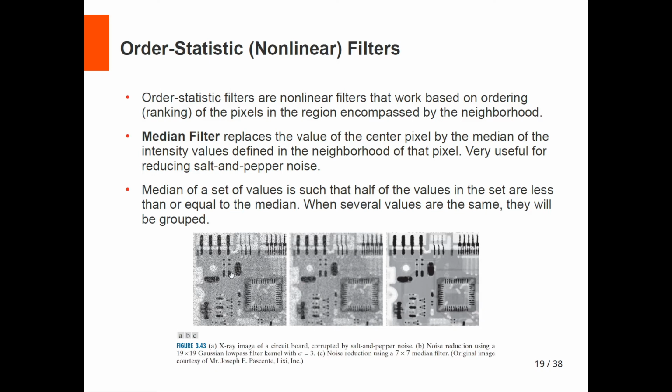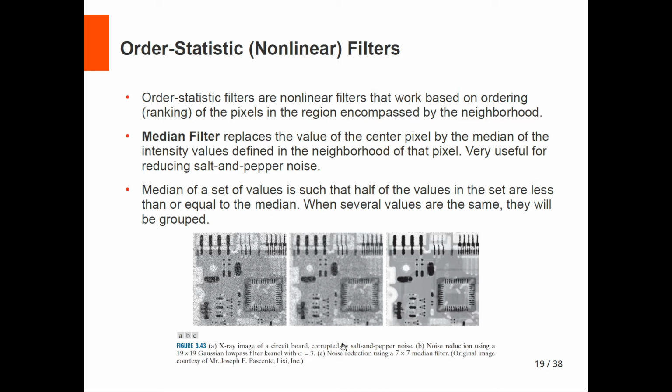Here we have an X-ray image of a circuit board that is highly corrupted by salt and pepper noise. And salt and pepper noise is generally different from Gaussian noise. Gaussian noise you can think of as additive noise, but salt and pepper noise is a form of multiplicative noise to some extent, or replacement noise, because some of the pixel values are going to be replaced with very bright values and some of them will be replaced by very dark values.